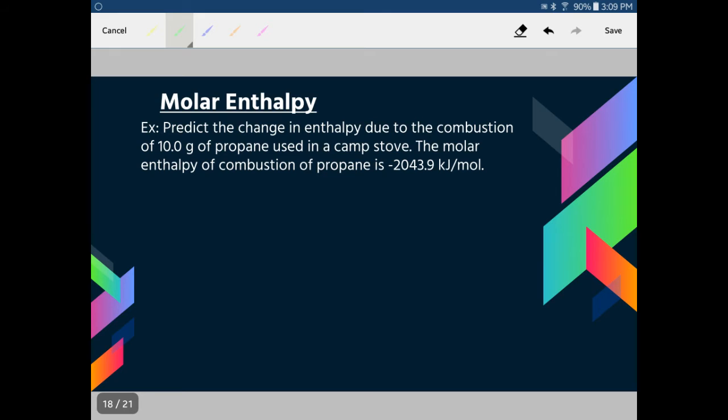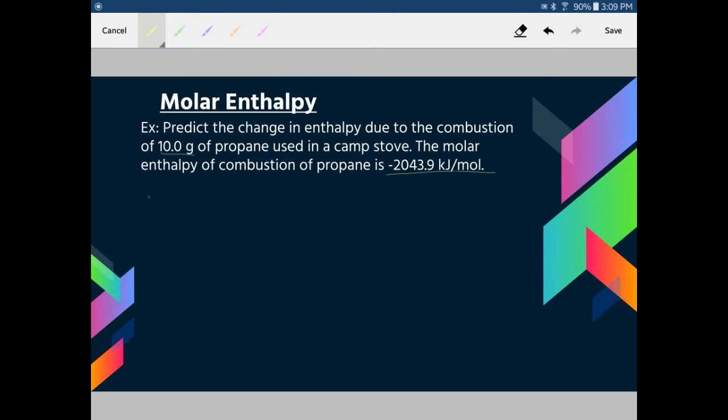So we can look at how to potentially solve a problem like this when we're talking about the molar enthalpy of propane. So this says, predict the change in enthalpy due to combustion of 10 grams of propane used in a camp stove. The molar enthalpy of combustion of propane is negative 2043.9 kilojoules per mole. Now, what we need to do is we need to write out our formula initially.